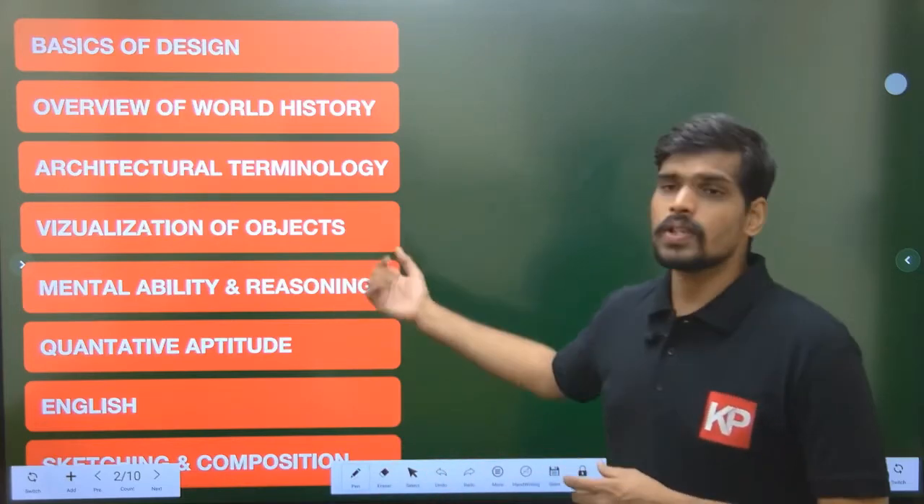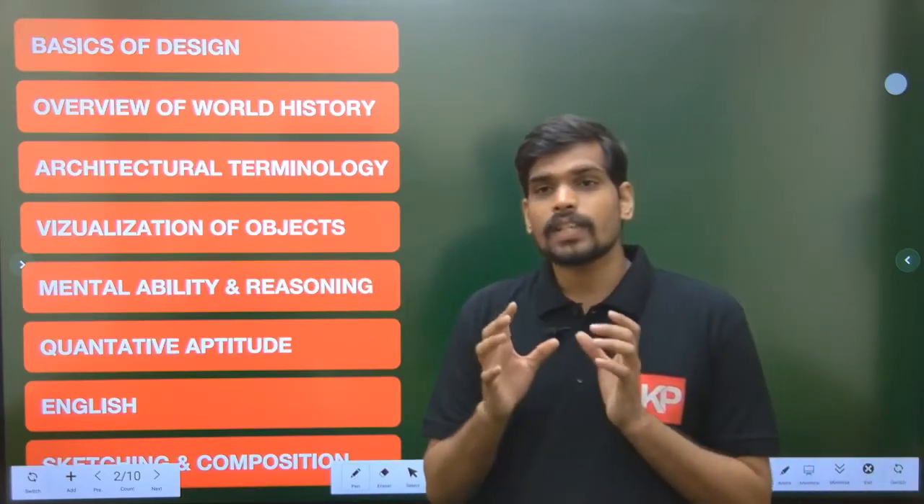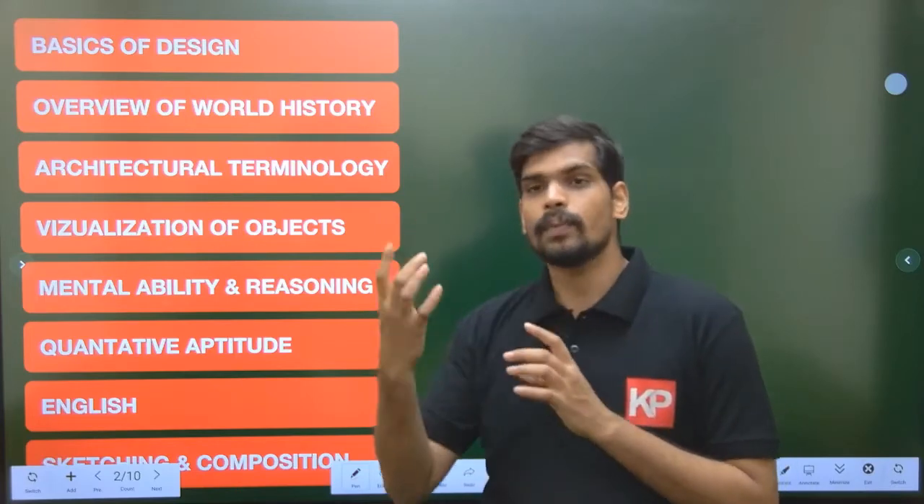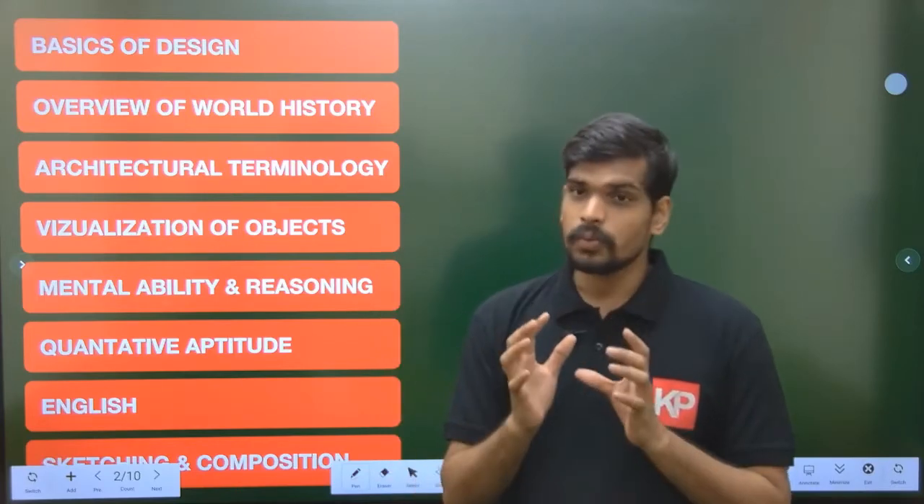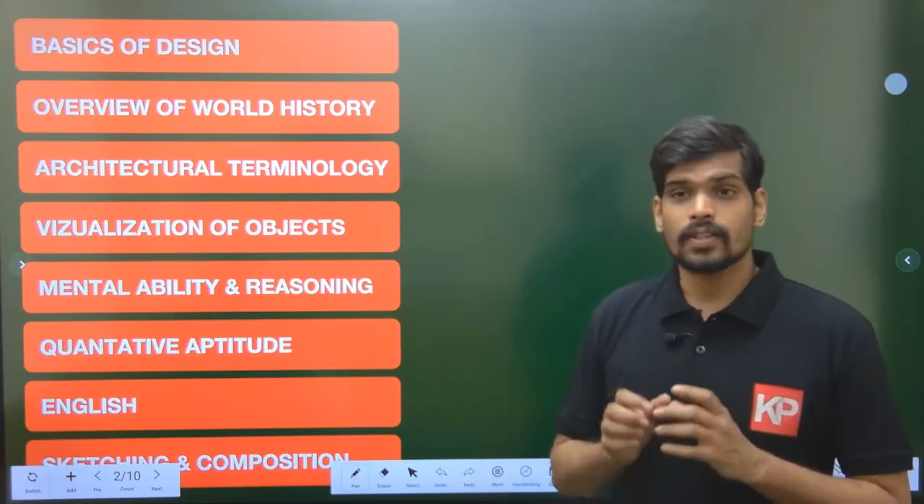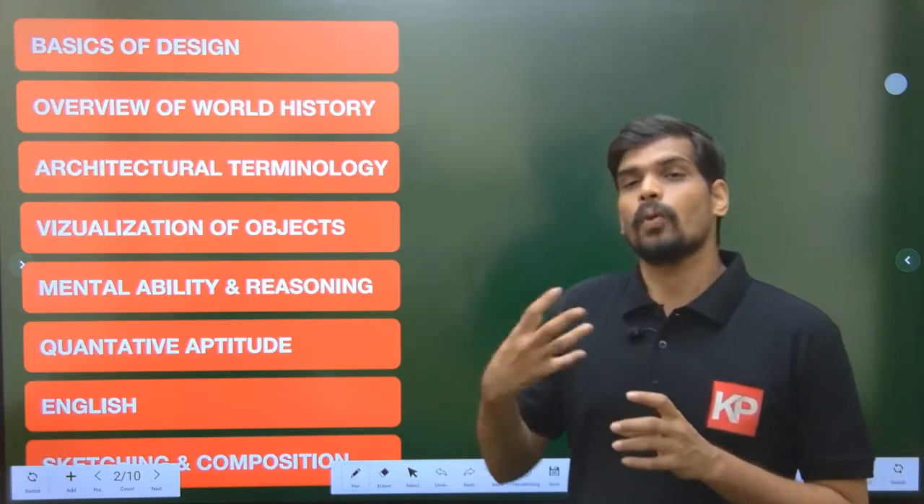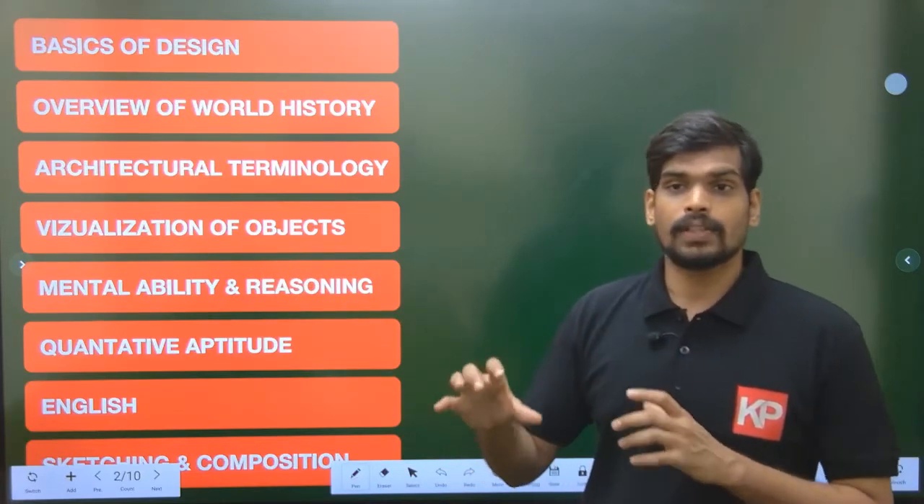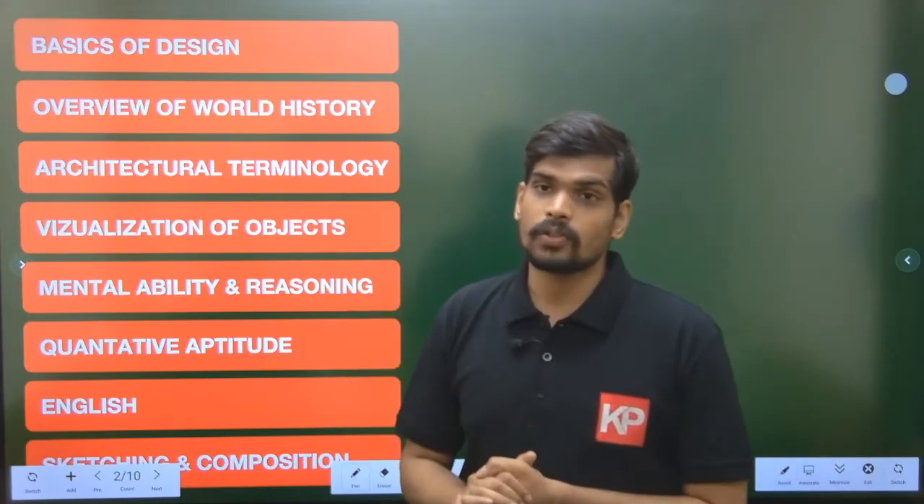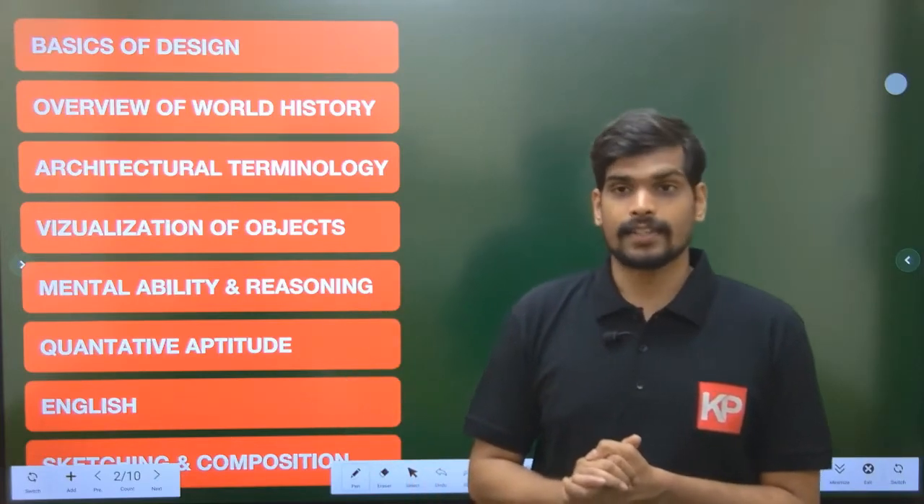The fourth module is visualization of objects, which is very important specifically from JEE Paper 2 point of view. You do get questions from this module of visualization in NATA as well, but it is more important in the JEE exam because there will be a lot of questions from this topic in the JEE examination and our architectural aptitude part.